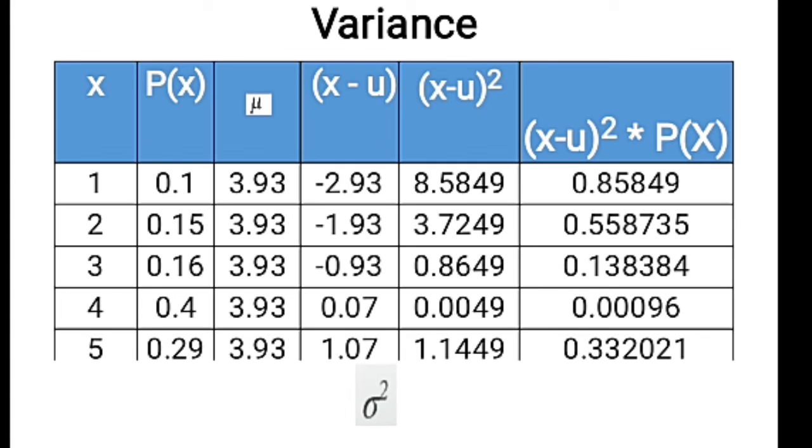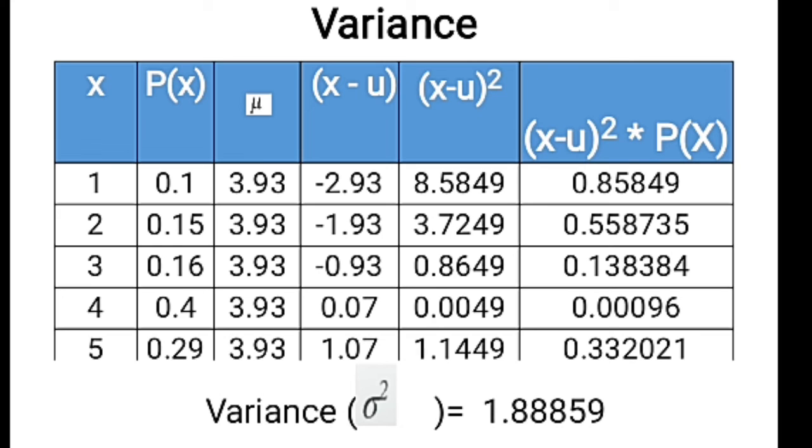After getting these values in the last column, 0.85849, 0.558735, 0.138384, then 0.00196, then 0.332021, we add all these values. Okay? You just add the values in the last column. The sum of these values equals 1.88859. So that would be our variance, obtained by getting the sum of all the values in the last column. Okay, so that is the variance.